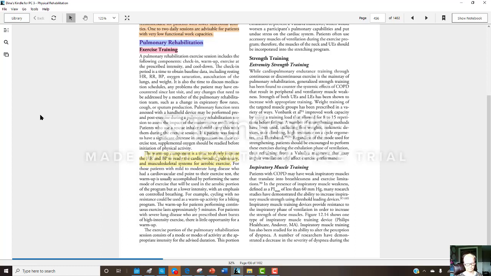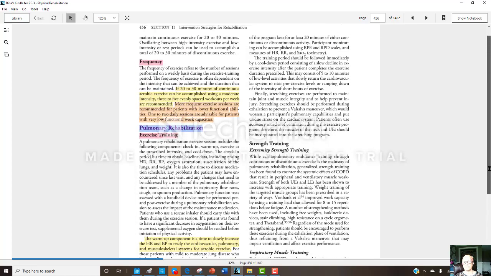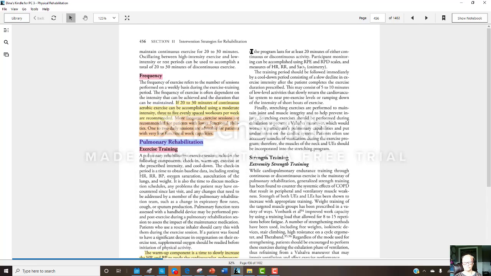For patients with severe lung disease who are prescribed short bursts of high-intensity exercise, there is little opportunity for a warm-up. The exercise portion of the pulmonary rehabilitation session consists of a mode or modes of activity at the appropriate intensity for the advised duration. This portion of the program lasts for at least 20 minutes of either continuous or discontinuous activity. Participant monitoring can be accomplished using RPE and RPD scales and measures of HR and SaO2 oximetry.